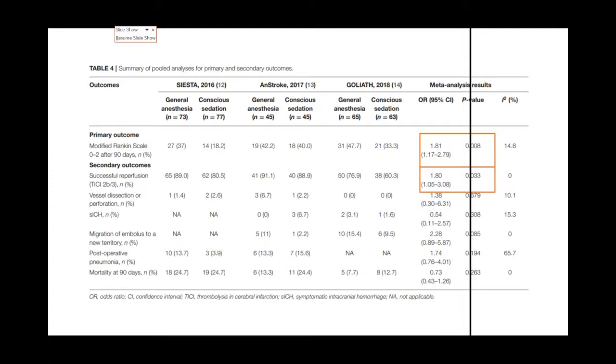And they also looked at the possible complications, and there were no significant differences in anesthesia or intervention complications such as vessel dissection or perforation, SICH, migration of embolus to a new territory, and post-op pneumonia. And even mortality after 90 days, they didn't show any differences between the 2 modes of anesthesia.